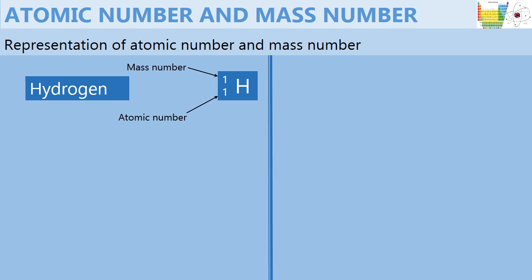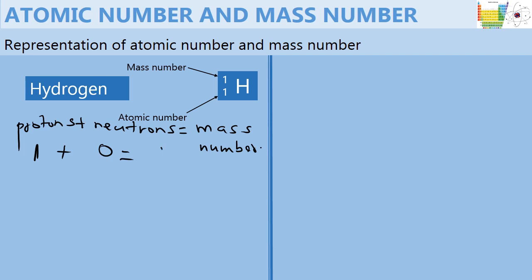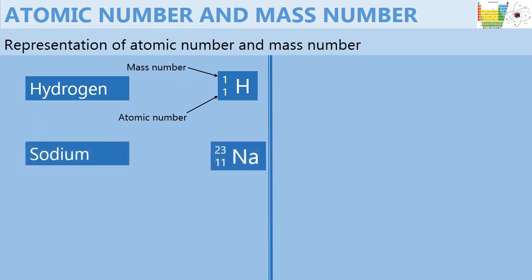Do you remember how we calculated the mass number? It was the number of protons plus the number of neutrons, which gave us the mass number. For hydrogen, it was 1 proton plus 0 neutrons to give us 1 as the mass number. And therefore, in this symbol, mass number is represented as 1 and the atomic number is also 1. For sodium, we also calculated the mass number as 23. Is here, and the atomic number is 11.